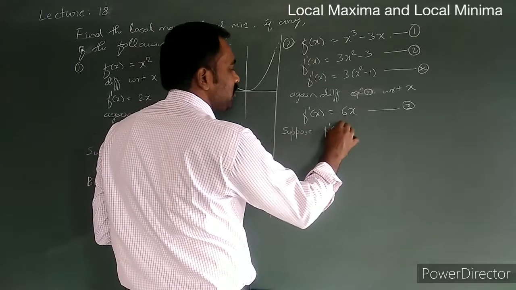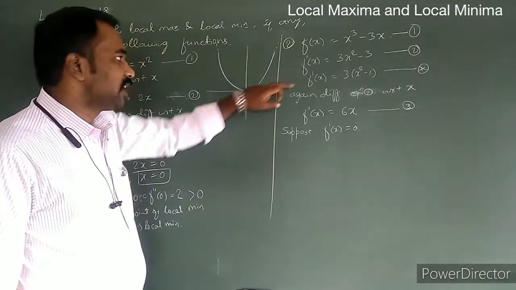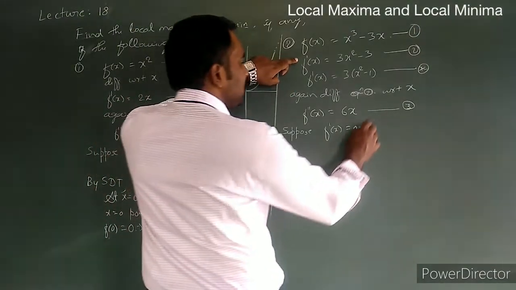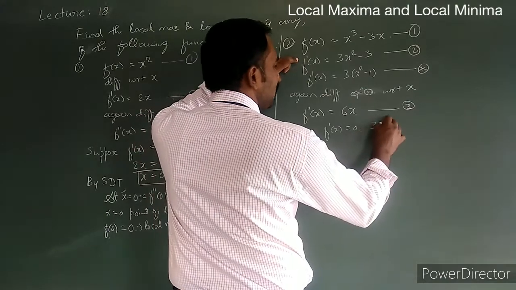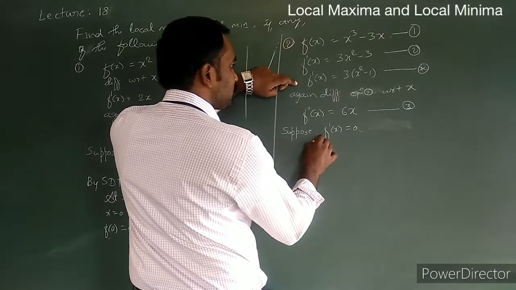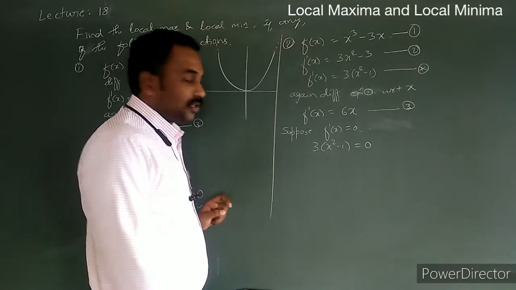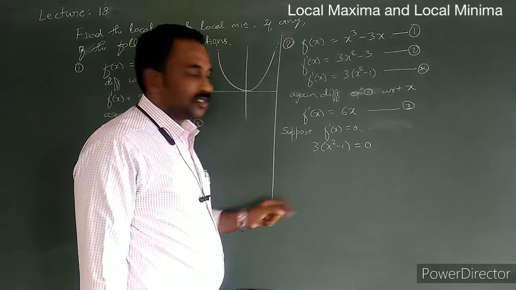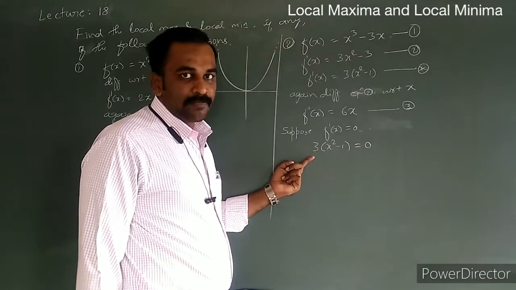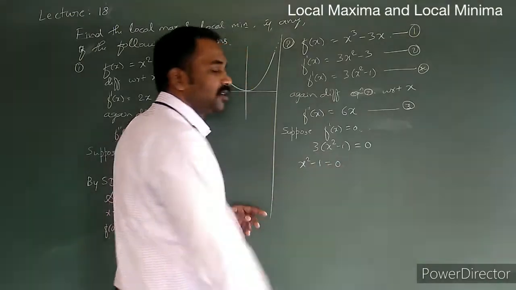Suppose f dash of x is equal to 0. Better take the factorized form or take the original f dash of x, doesn't matter. If f dash of x is equal to 0, what happens? 3x square minus 3 is equal to 0, or else I just take the factorized form, 3 into x square minus 1 is equal to 0. Product of two numbers is equal to 0, so either the first number or the second number is 0. First number, that is 3, never becomes 0. So x square minus 1 is equal to 0.